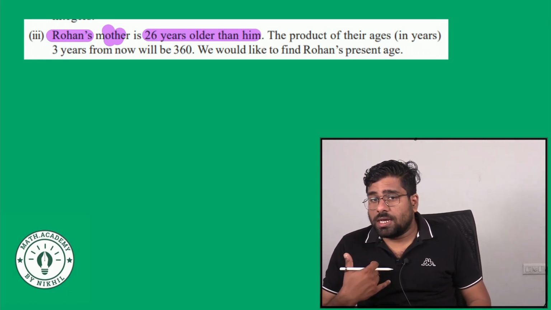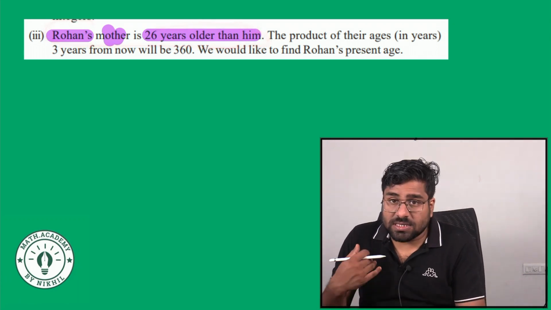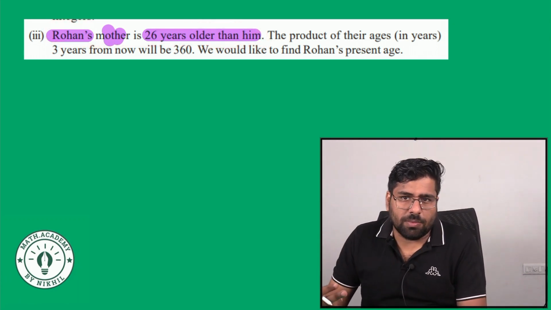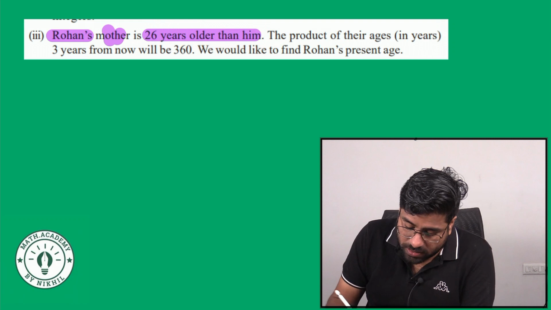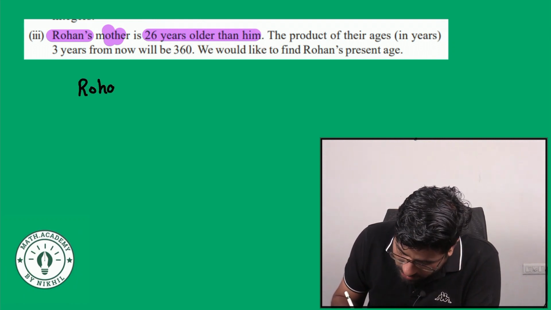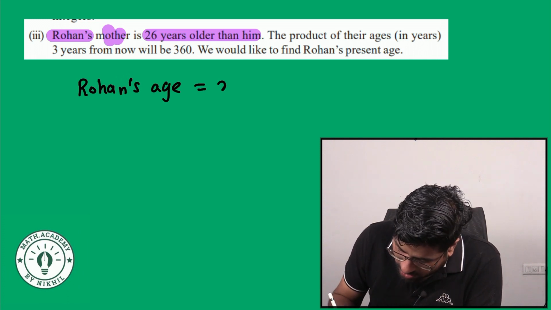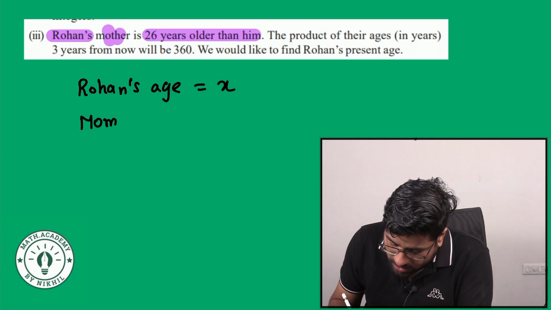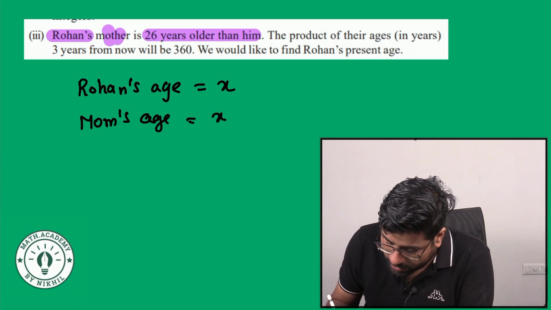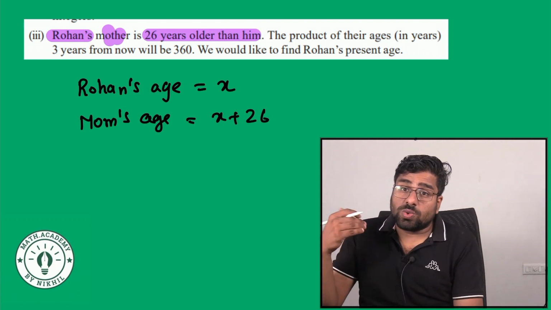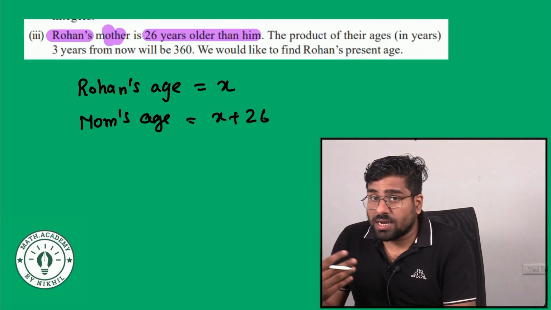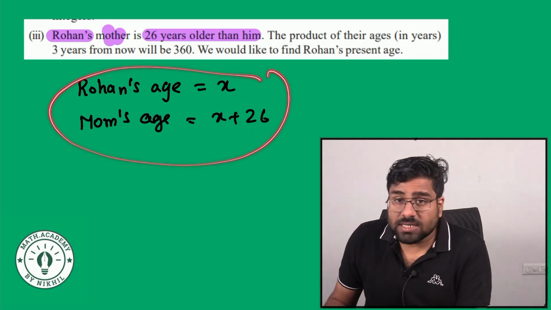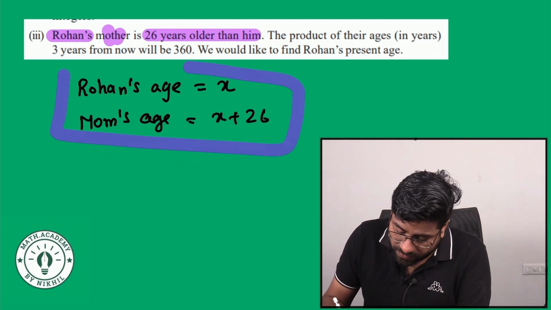That is how I thought when I read the first sentence. All this information has been processed inside my mind. 26 years older than him means, if I am taking Rohan's age to be equal to x, then his mother's age is going to be x plus 26, because that is always 26 greater than Rohan's age. That is the information that I got from sentence 1.